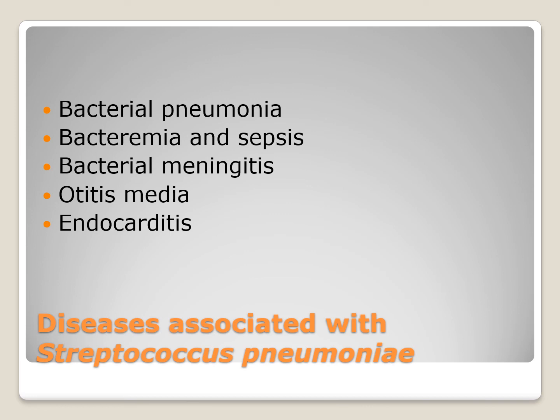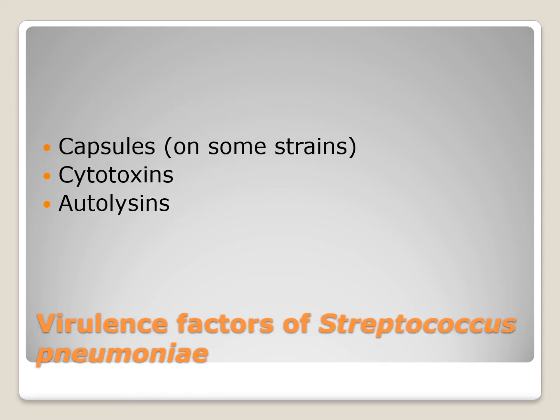Diseases associated with Streptococcus pneumoniae would be bacterial pneumonia, and that especially occurs in people over the age of 55, bacteremia and septicemia, bacterial meningitis, otitis media, which is a middle ear infection, and endocarditis. And then also some things that make Streptococcus pneumoniae more virulent would be capsules. There are some strains that are mucoid and they tend to have capsules, and so they can't be phagocytized very easily by the human immune system. They also produce cytotoxins and autolysins.